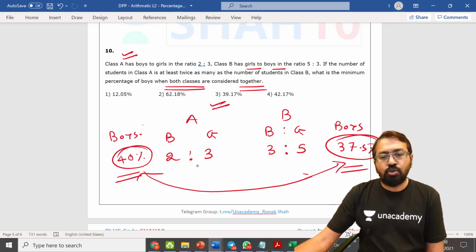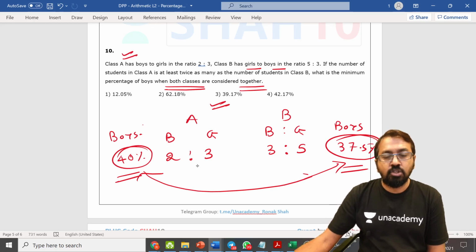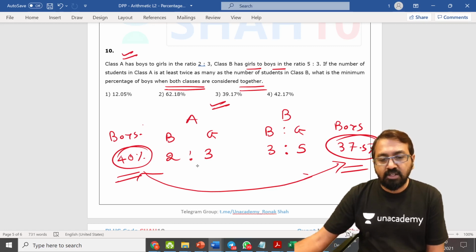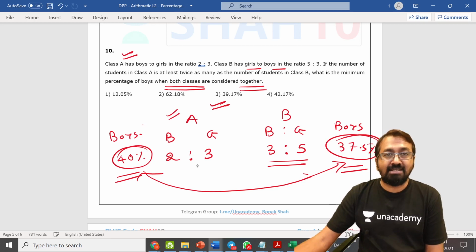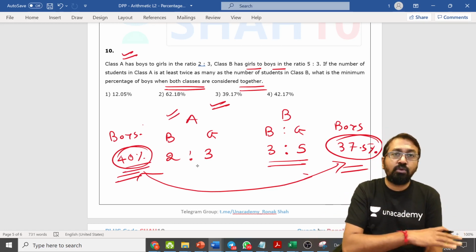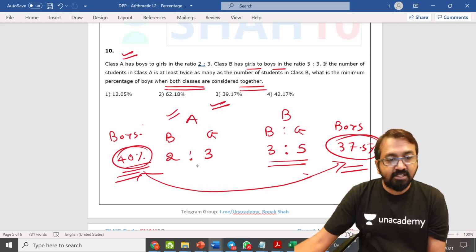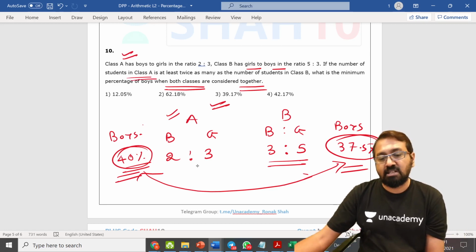But in case you want to understand how we got this answer, let's understand it this way. We are asked to find the minimum percentage of boys in the class. So of course we'll try to have as many boys in class B as possible, and as few students in class A as possible, because only then will this percentage be lower. Further, it says that the number of students in class A is at least twice the number of students in class B.